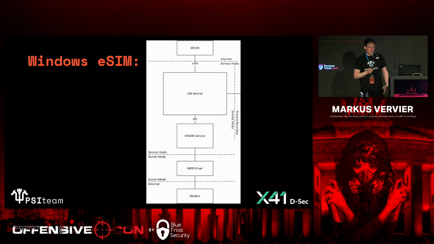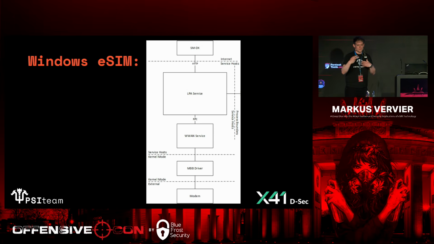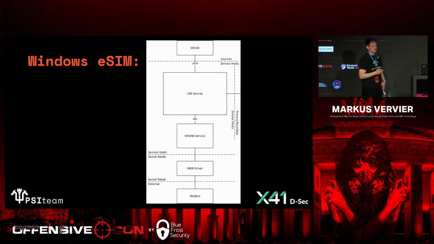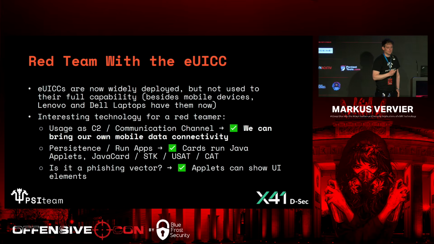Here's a quick overview, it's a bit small, of what this means on Windows. In the Windows eSIM stack, on the top you have the SM-DP+, which is on the internet. Then you have the local service on Windows, an LPA service, which talks to the WwanSvc service, which talks over the driver to the actual modem. And in the modem, there's the eUICC. So you have some new things, and new things usually have some bugs.